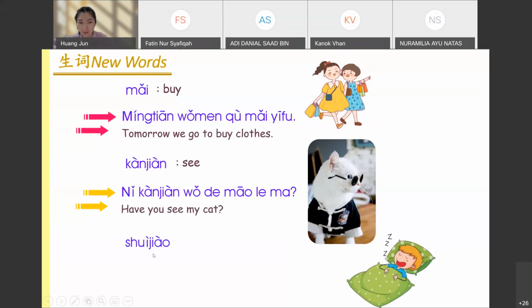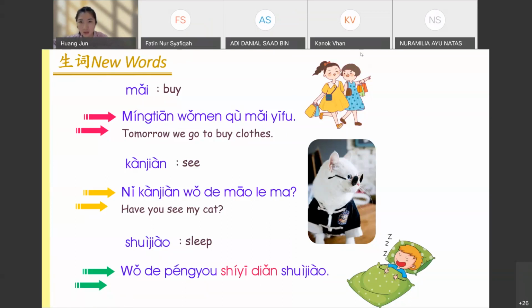means sleep. So in the sentence 我的朋友11点睡觉. Right now, tell me what's the meaning of 11点? This word, what's the meaning? 11点. Very important things we discussed in lesson 4. Did you already remember? 11点. Very good. 11 o'clock. Then 我的朋友, my friend. So my friend sleeps at 11 o'clock.